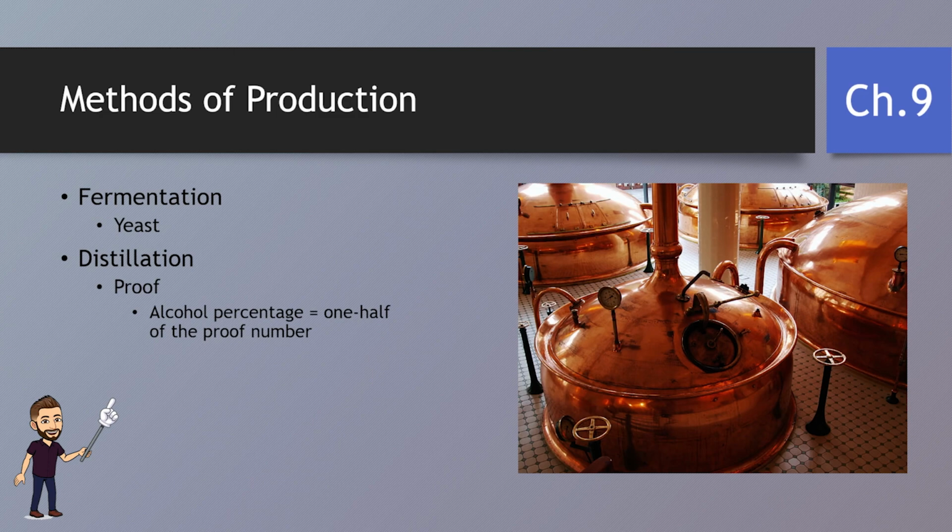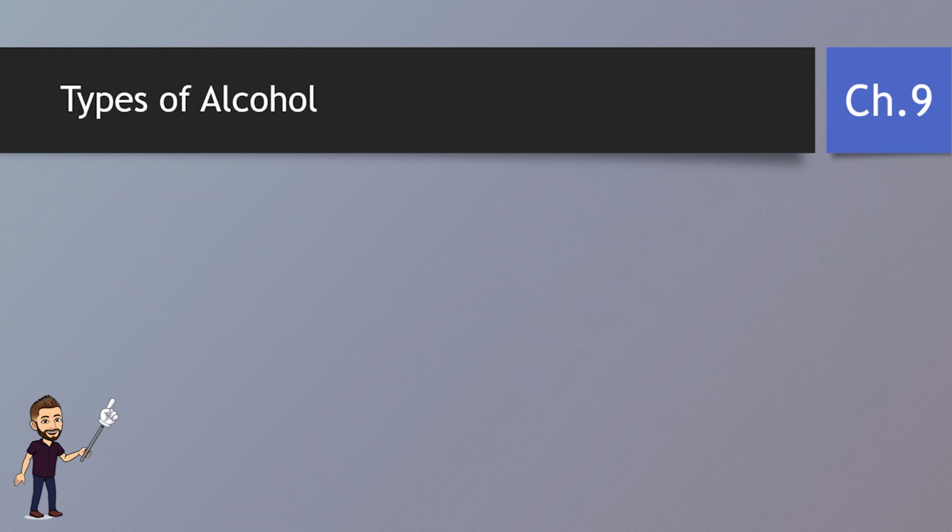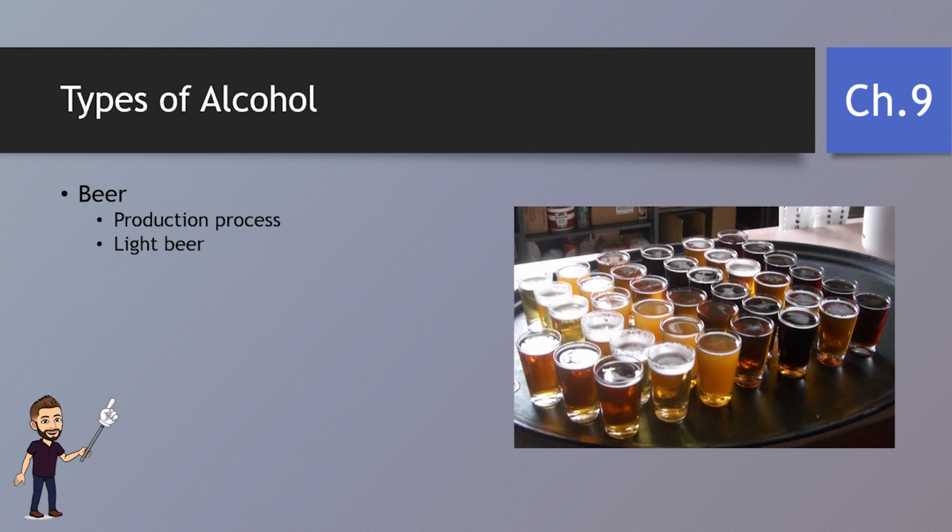All right. So those are the two main methods of production of alcohol, either fermentation or distillation, and each of them is used to produce different forms of alcohol and in different ways. Let's talk about the different types of alcohol that we have here and how each of them falls into this category. So of course, we can start off by talking about beer.